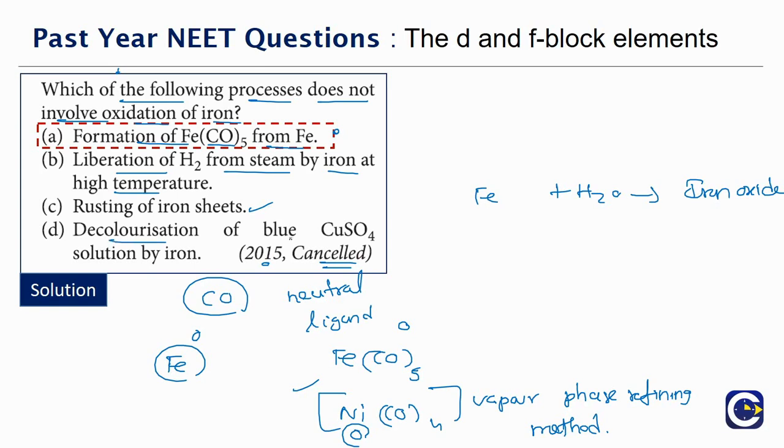Then decolorization of blue copper sulphate solution. So what happens when we have decolorization of blue copper sulphate? This is blue in color. So iron sulphate is formed and copper will be deposited. That is the reason. So what is happening here? Again, iron is undergoing oxidation. The only case where iron is not undergoing oxidation is formation of the tetracarbonyl complex.